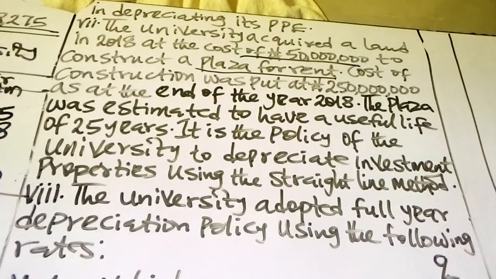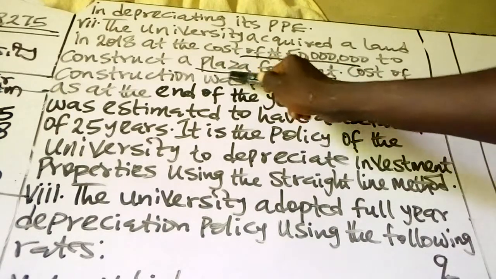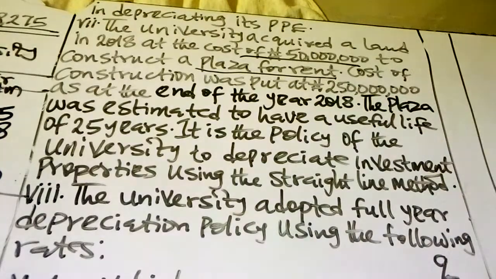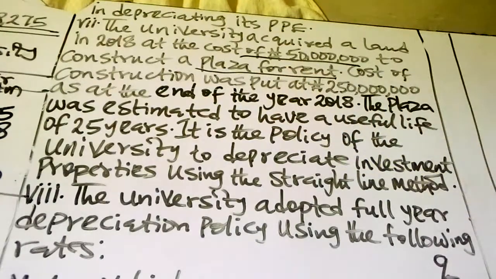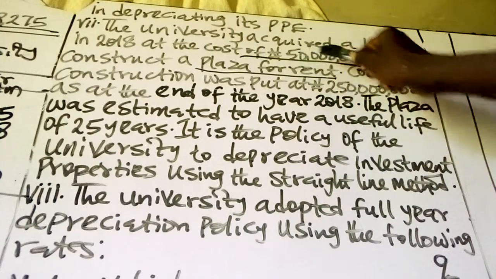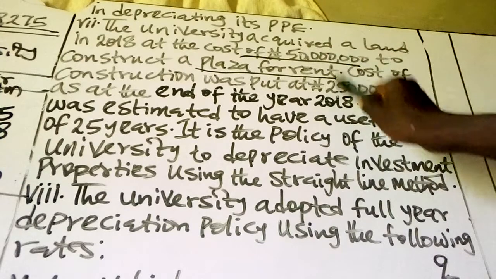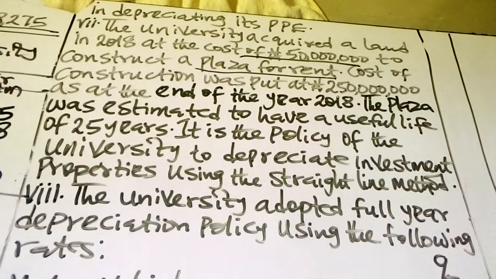IPSAS 16 defines investment property as property held to earn rental or for capital appreciation or both. This asset is acquired to earn rental, so it is an investment property, which is covered in IPSAS 16. The cost of construction of the plaza was put at 250 million. That means the investment property will now be the cost of the land plus that of the plaza, 50 million plus 250 million, which gives you 300 million.